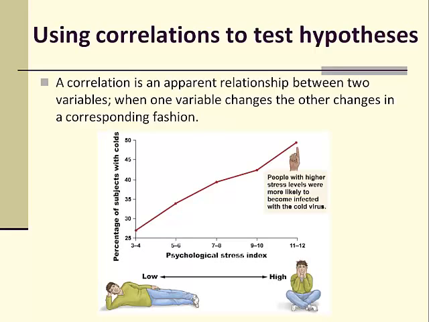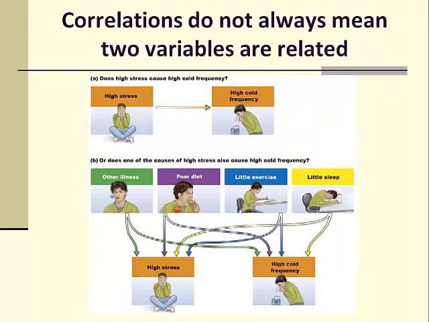The question becomes, is the stress that the person is feeling causing the colds? And so a correlation can be observed, and then we have to ask the question. We don't want to automatically assume that one variable is causing the other. We have to ask, is there a causative relationship between the 2 variables? So it seems that it could be the case, right? High stress, as we see in part A on the top of our figure here, causes a high cold frequency.